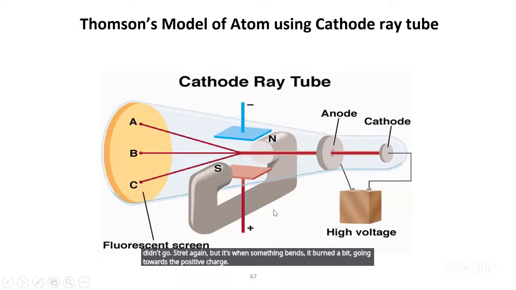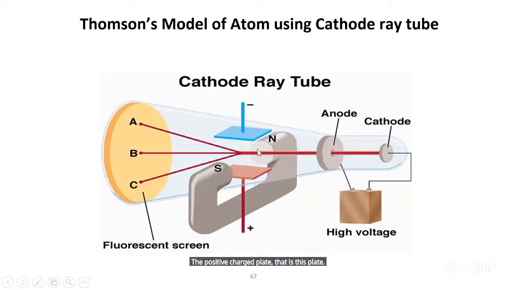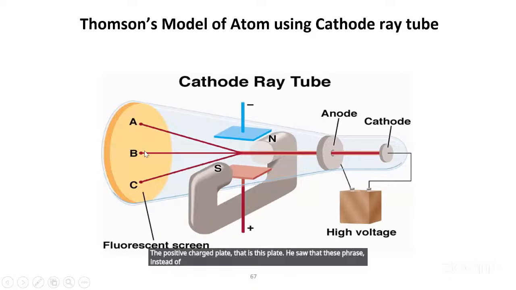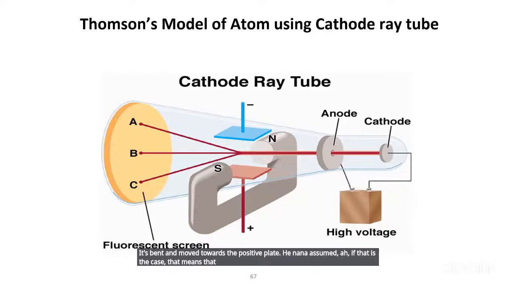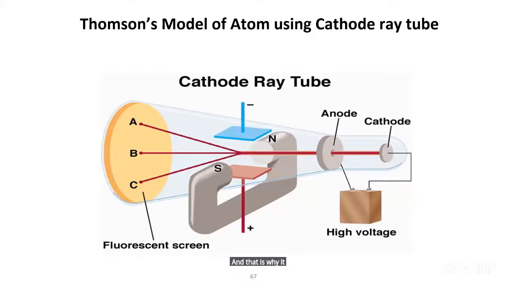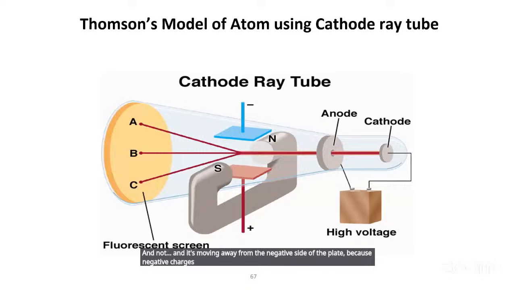The positive charged plate, that is this plate. He saw that the rays, instead of going straight as the first time he did it, bent at this stage and moved towards the positive plate. He now assumed that something in that ray is carrying a negative charge. That is why it is attracted to the positive side of the plate and moving away from the negative side, because negative charges repel each other while negative and positive attract each other.